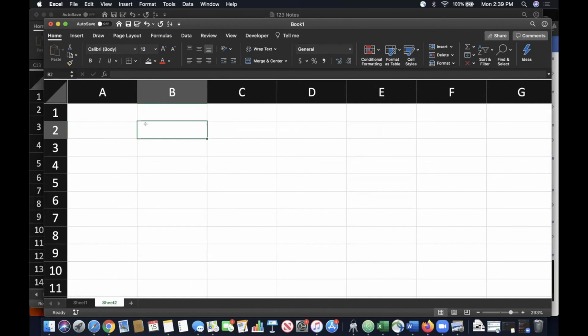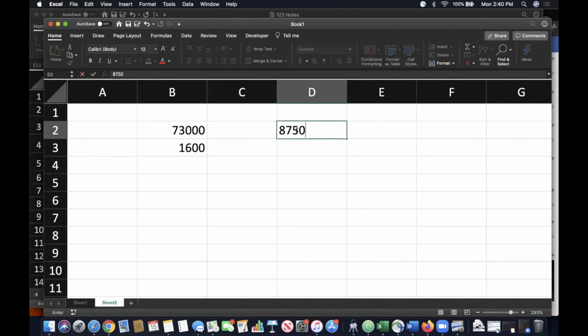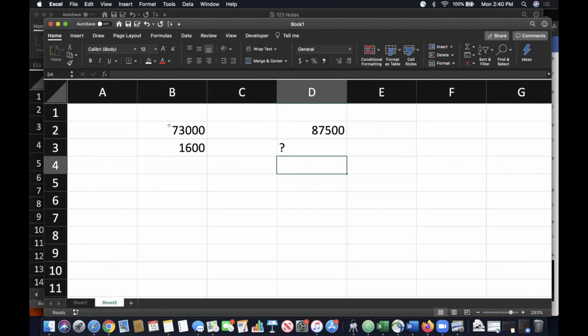I did 73,000 over 1,600. Okay. And then I multiplied 1,600 by 87,500. So then on this side, you would have this over this, right? I like using the question mark just to de-emphasize the algebraic nature of this.